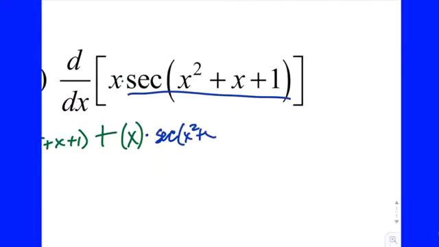Secant blob? Tangent blob, right? Oh boy. It's not just secant x tangent x. It's secant blob tangent blob. And we got some blobbiness going on there.